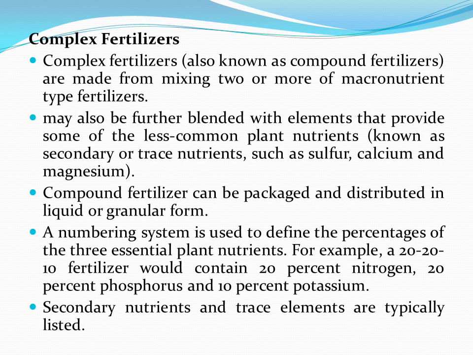A numbering system usually defines the percentage of only 3 essential plant nutrients. For example, if a bag of fertilizer has 20-20-10 written on it, it means it contains 20% nitrogen, 20% phosphorus, and 10% potassium in it. The other secondary nutrients or trace elements are just typically listed.